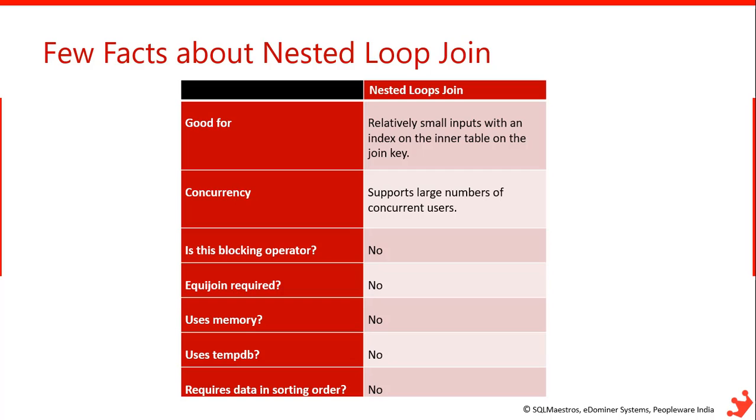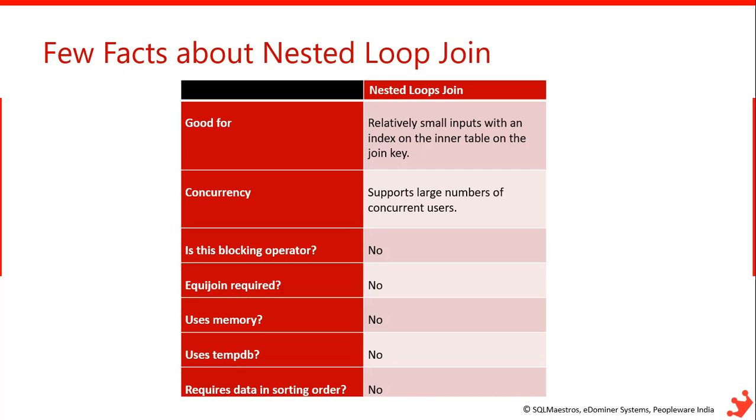When it comes to concurrency, it will support a large number of concurrent users, but sometimes when the tables are very big, it slows down the performance of your SQL Server. And the third point: is it a blocking operator? No, it won't block. It will process each and every row continuously, whereas hash join is a blocking operator, which we will discuss in later videos.